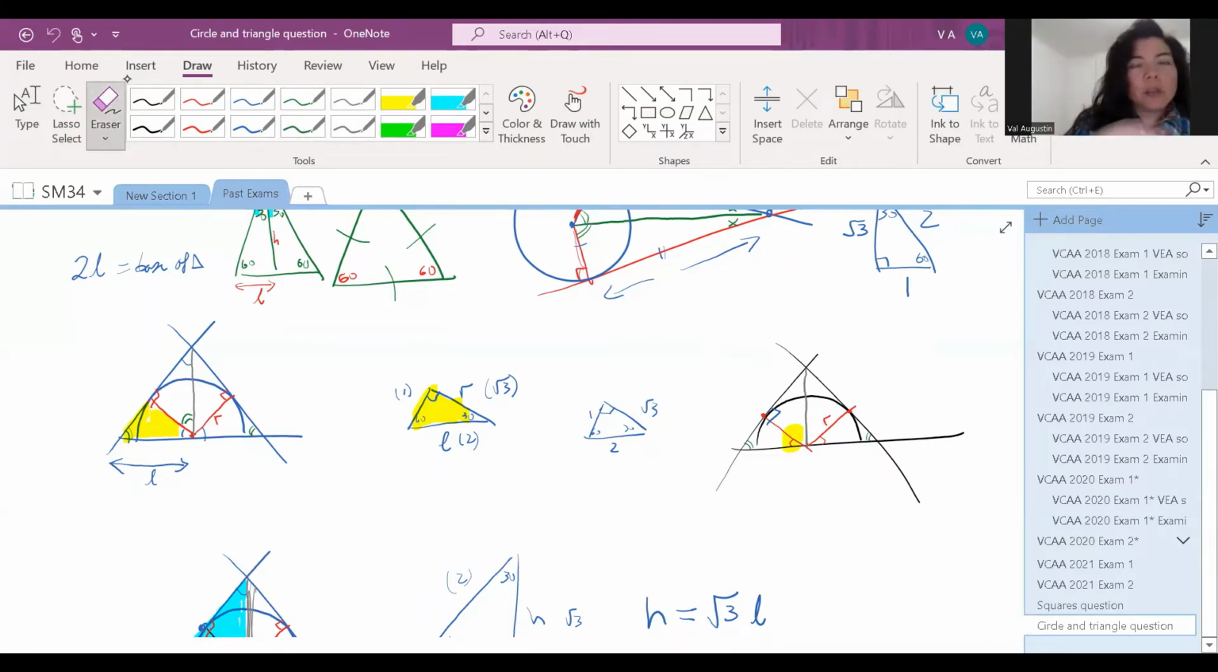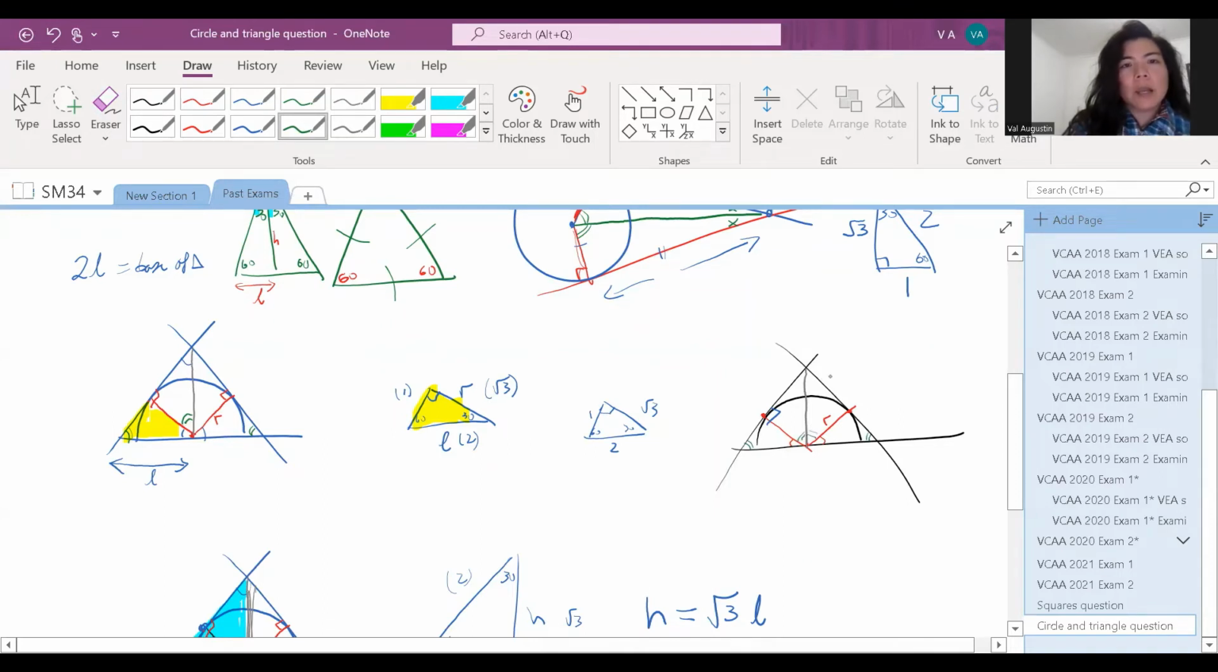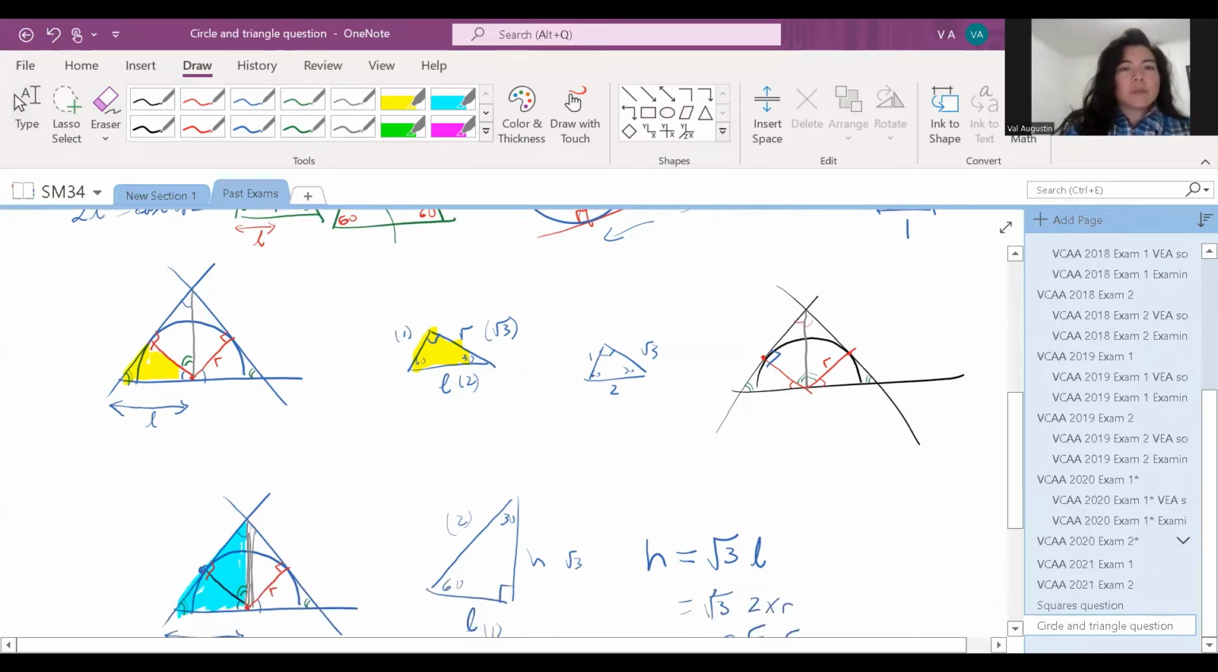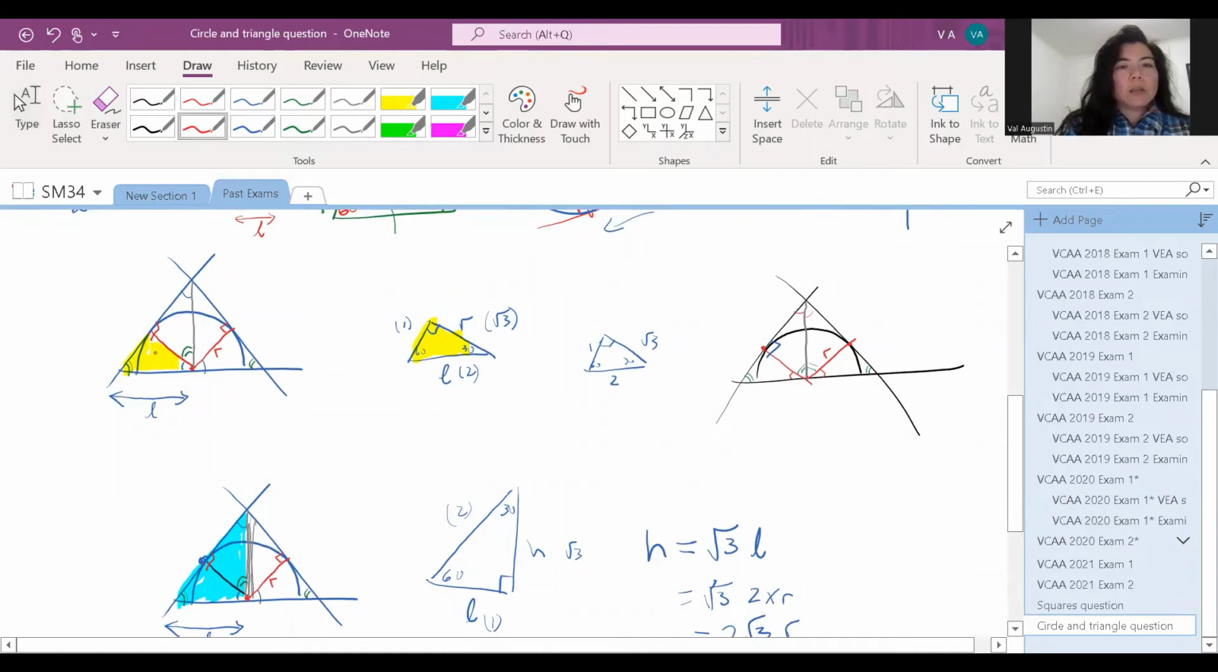Let me get rid of the highlighted yellow bits first. So that's 60 here, and that's 60 there. And that means that the other angle must be 30 degrees as well. All right, so then we can look at our two separate triangles. The first one is the triangle highlighted in yellow, which has the length L, which I've explained is half the base, and R on it. And it's similar to the special 30-60 triangle, which has 1, 2, and root 3 on the sides.